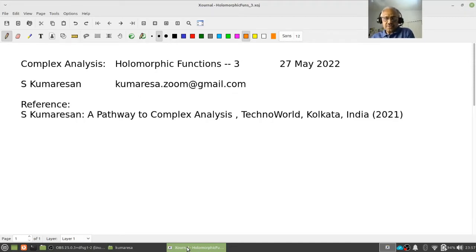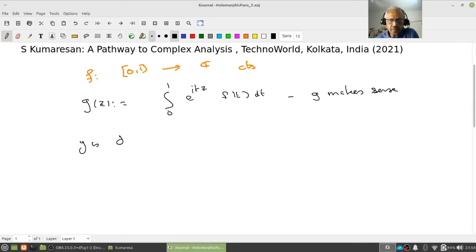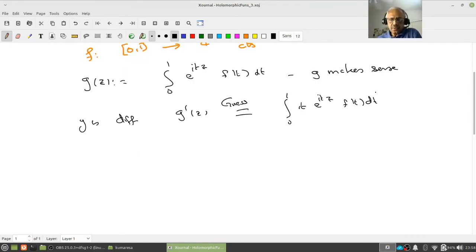So, this is the first thing we had. We said f is a continuous function from [0,1] to C. Then we define g of z to be the integral from 0 to 1 of e^(itz) f(t) dt. We found that g makes sense; this is a well-defined function, and we wanted to show g is differentiable. We also made a guess, namely, g'(z) is the integral from 0 to 1 of it e^(itz) f(t) dt. Please recall what we did.